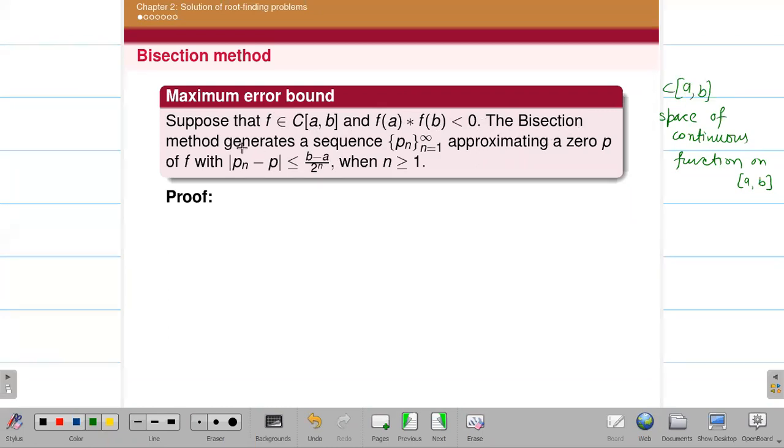Then the bisection method generates a sequence Pn, n equal to 1 to infinity. So we are using the bisection method on this equation. Then we got Pn as a sequence. So this is a sequence generated from the bisection method, approximating a zero P of f, which is the exact value. Then the absolute value of Pn minus P is less than or equal to (B minus A) by 2 raised to the power n. It means that the error will not exceed (B minus A) by 2 raised to the power n. So this you have to prove.